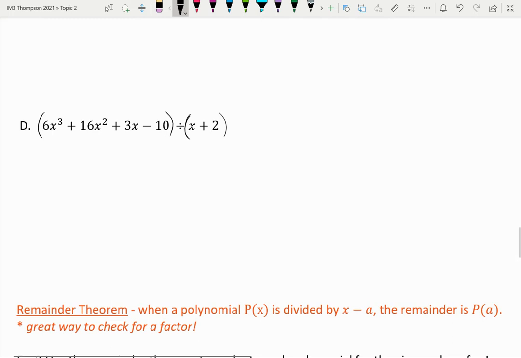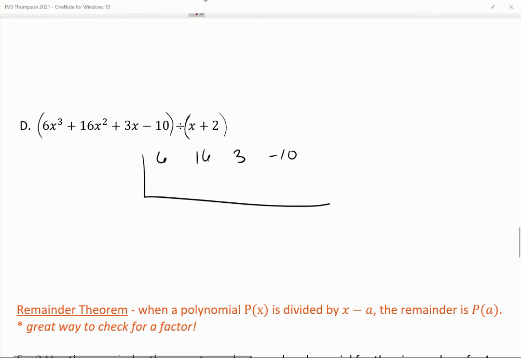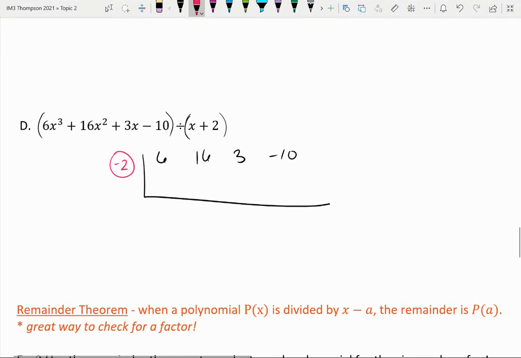Okay, let's see how your setup looks. I get a 6 and a 16 and a 3 and a negative 10. And then my number in the bubble should be negative 2. It's good? Cool.